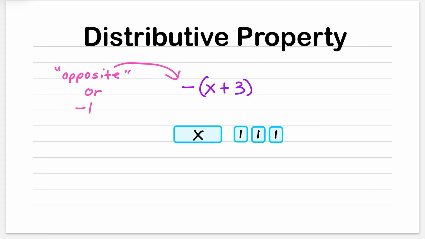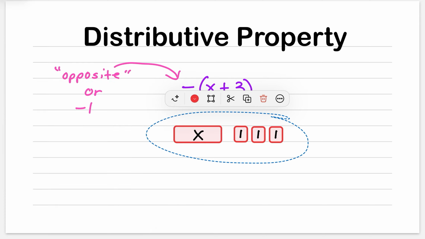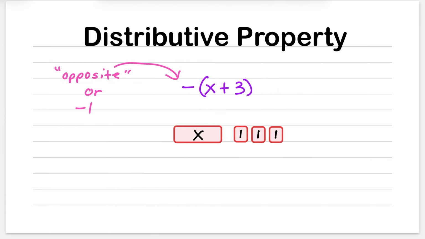I've shown x plus 3 using algebra tiles. The negative in front is going to change the sign of all of those. So it will look like this. They become negative. My answer then is going to be negative x minus 3.